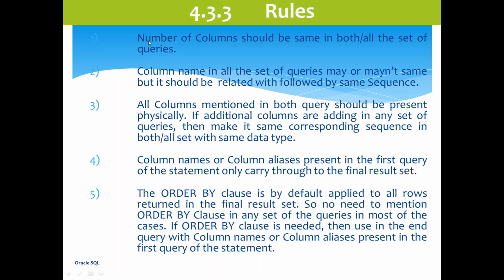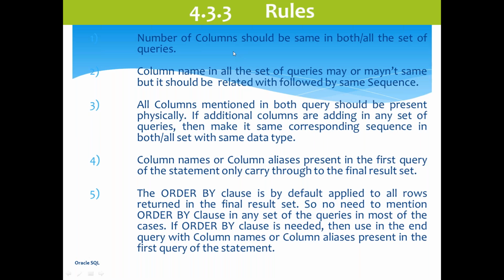First rule, or first point, is that the number of columns should be same in both or all the set of queries. So if we have two tables, then we have to write two queries. Select star from table 1, and another is select star from table 2. Two queries are there. In the middle we have to write that set operator. What we can say, union or union all or intersect or minus, any operator we can give in the middle. So altogether this is two queries using a set operator, so that is a compound query. In this compound query, the number of columns should be same in both the sets.